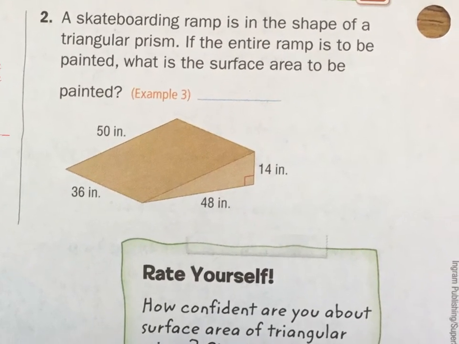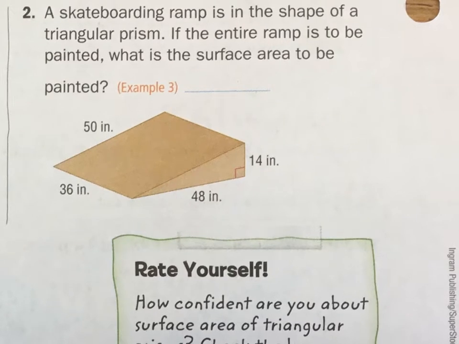Okay, let's do number 2. A skateboarding ramp is in the shape of a triangular prism. If the entire ramp is to be painted, what is the surface area to be painted? Okay, so we have to do one triangle, number 2 triangle, and then I have 1 rectangle, 2 rectangles, and 3 rectangles. Okay, that's what I'm looking for. So let's start with the triangle. I only have to find one and then put it down for both of them. So my triangle looks like it's here to here to here.